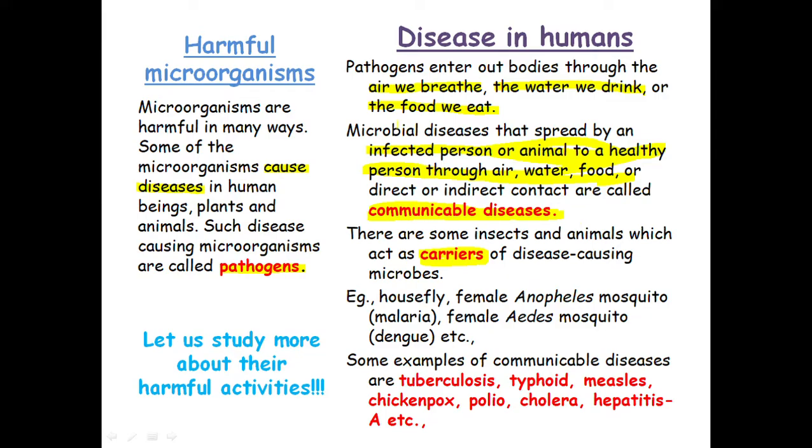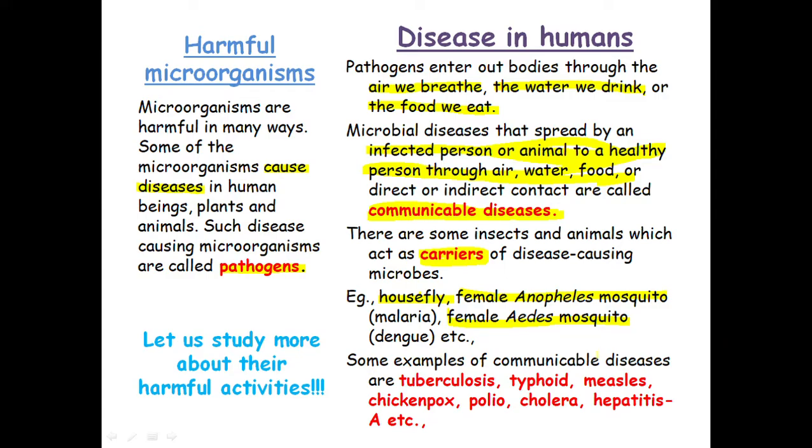So pathogens are carried by air, water, food, as well as by an animal, an infected person, insects or human beings, to a healthy one or to another place, which helps to spread the disease. So this is the carrier. For example, you can see here the housefly, the female Anopheles mosquito which causes malaria, and the female Aedes mosquito which causes dengue. So these are the carriers.